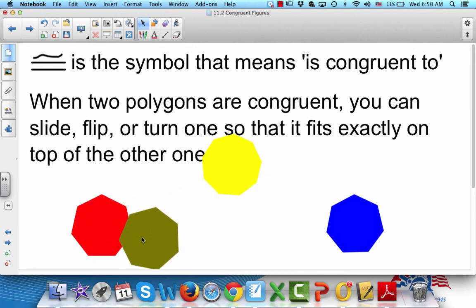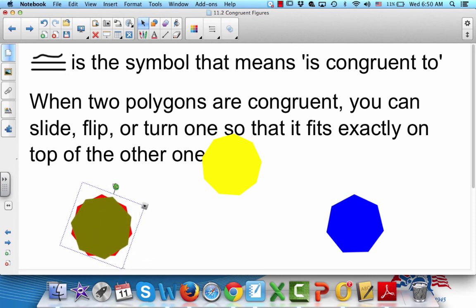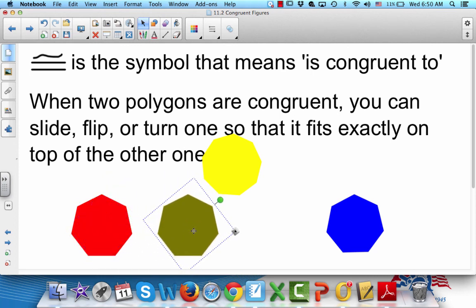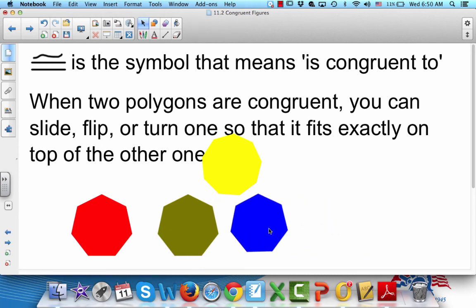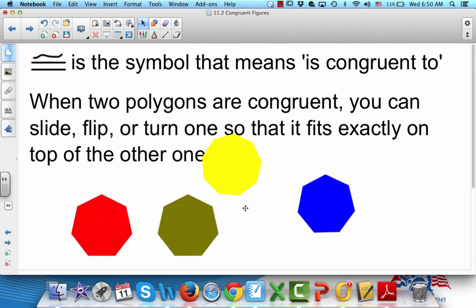Let's try this one. Let's see if we turn it, if it'll fit. Okay, I think we've got it. See, that one's congruent. That's what congruence means, that if you put one on top of the other, all you see is one figure. And then this one, nope, not congruent because it's not the same size. So we only have one congruent figure, this one.